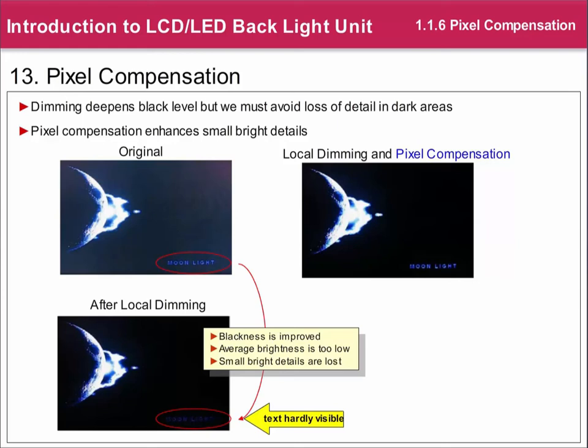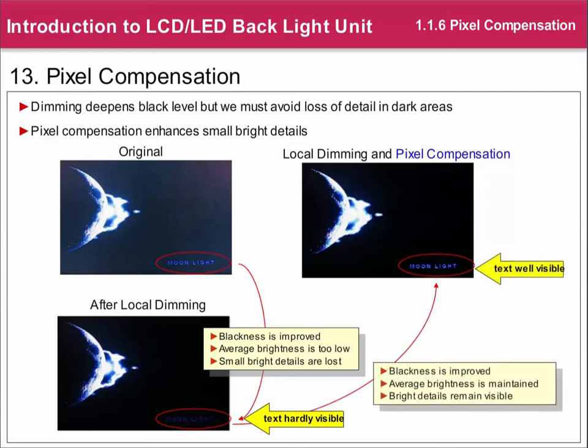For a better display of text or details in dark areas, we need to enhance the brightness of pixels in those areas. A way to solve this problem is to use a pixel compensation circuit that adjusts the voltage on the liquid crystals to pass more light in areas where the backlight is dim. In addition, pixel compensation can also be used for removing crosstalk, also known as halo effect, by reducing the brightness of the LEDs at high contrast transitions within an image.